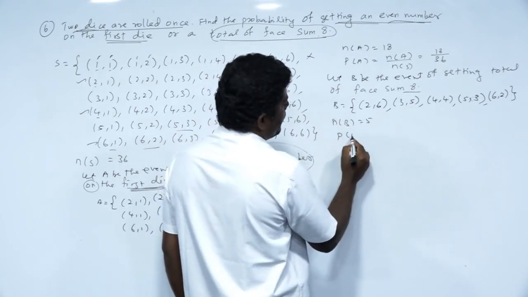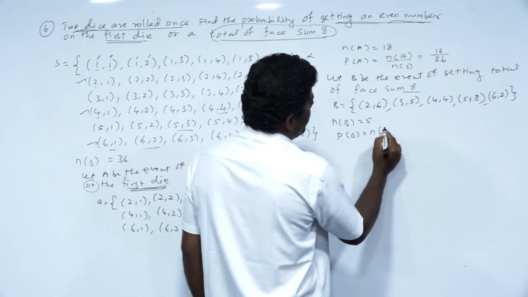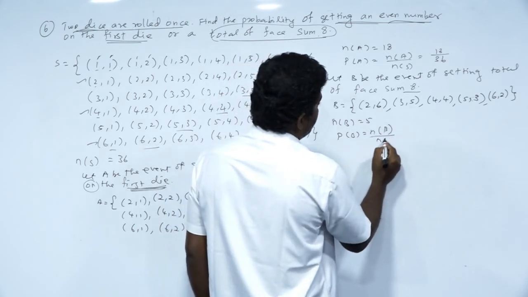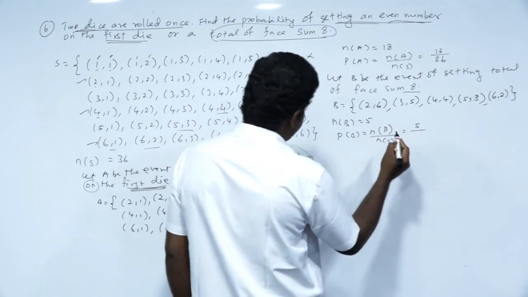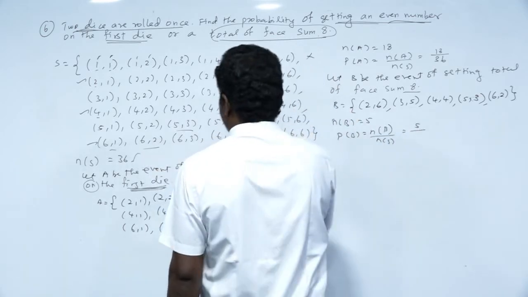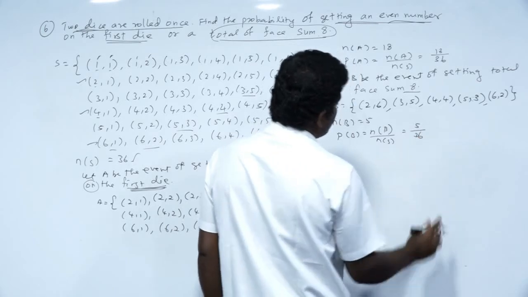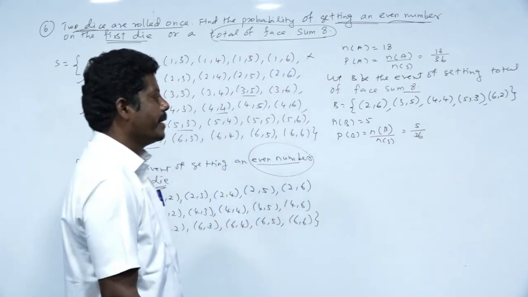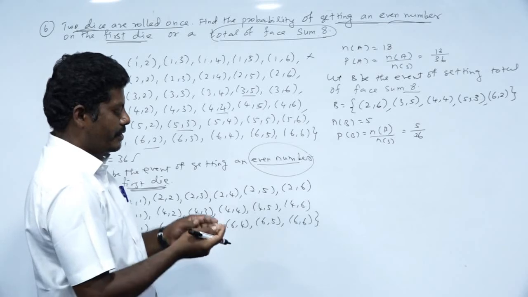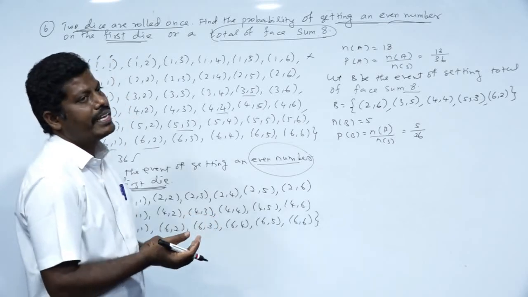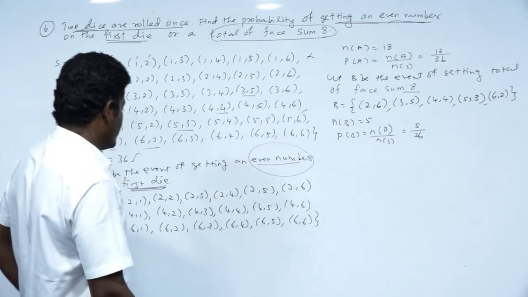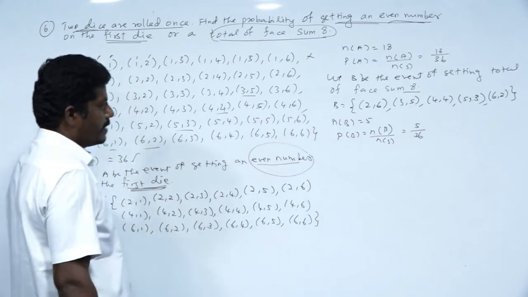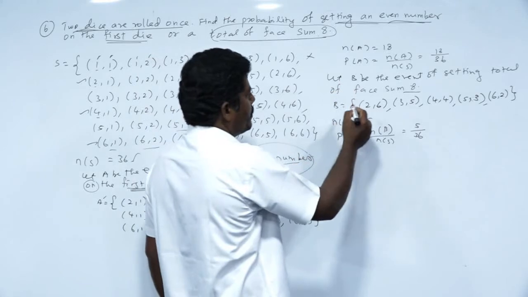So probability of B is equal to n of B divided by n of S. N of B value is 5, n of S value is 36. So 2 events are completed now, my dear students. After that, you want to check whether both the events are mutually exclusive or not. You want to check if there are any common values in A event and B event.